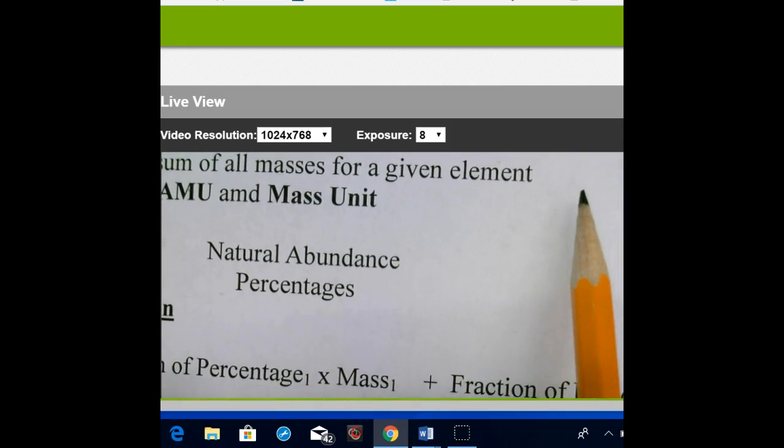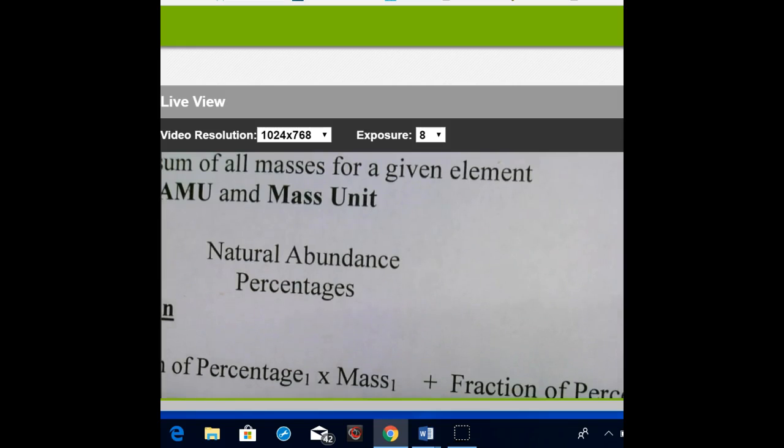So if everything was even, like carbon had 6 protons and 6 neutrons, the average atomic mass, if it was always the same, would be 12. But we don't have that. Some elements have all these different isotopes, and so we have to add them all together and figure out what the average atomic mass is. Because that's how you figure out atomic mass. It's how many protons and neutrons.